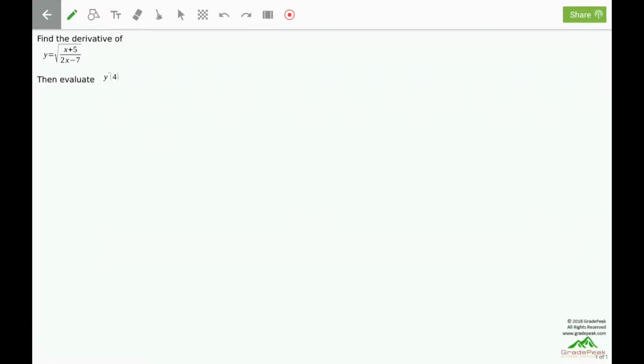Find the derivative of y equals the square root of (x plus 5) over (2x minus 7). Then evaluate y prime of 4. Y here is the square root of an entire expression, which itself is a quotient of x plus 5 over 2x minus 7. The square root is the outermost function here.